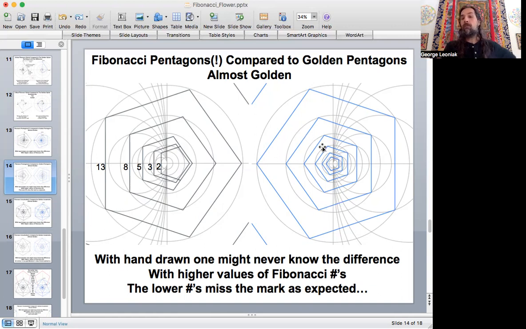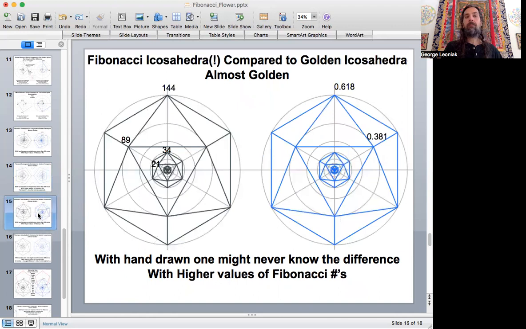But here you'll see this continuous progression of no matter these pentagons, they're going to be scale invariant pentagons all the way through. Okay, so the Fibonacci icosahedron, compared to the golden icosahedron, is almost golden again because it's going to follow the same pattern. It's just always going to be ever so close. Even measuring this angle, this is 164.5, give or take, and this one's also 164.5.